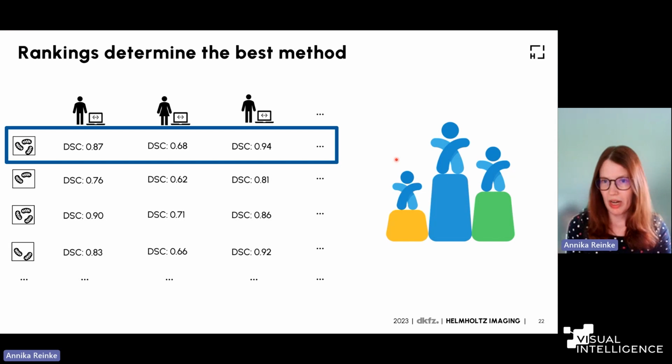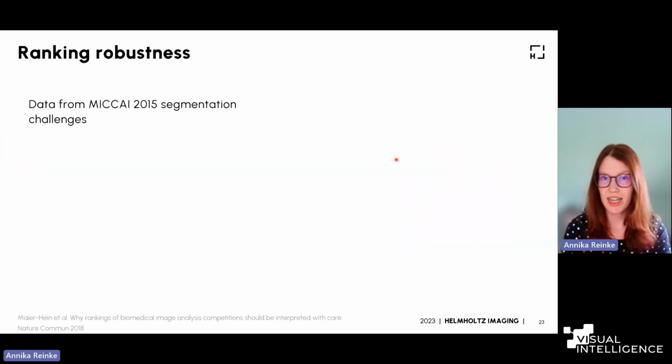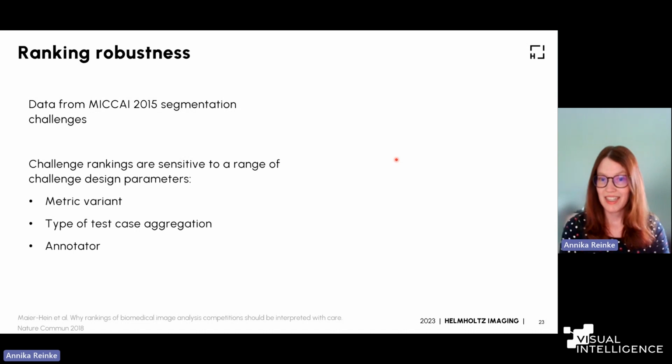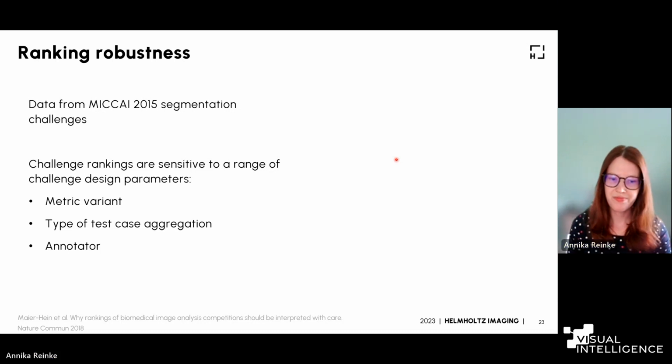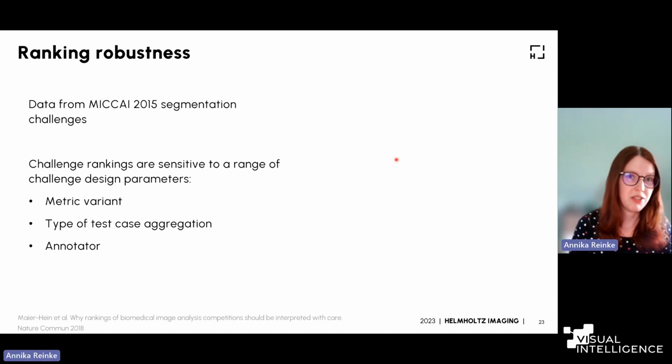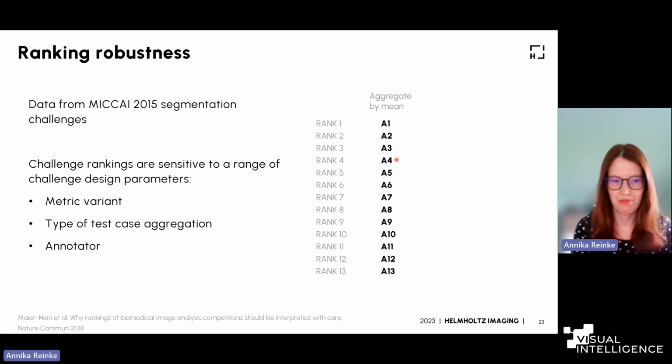So we had a look at ranking robustness, and we got the data from all segmentation challenges from the MICCAI conference. And we found that actually rankings are not so robust, because they're sensitive to a range of different design parameters, how we actually compute these rankings. For example, which metric do we use? May sound obvious, but it really changes the results. How do we aggregate, mean versus median or any other metric?